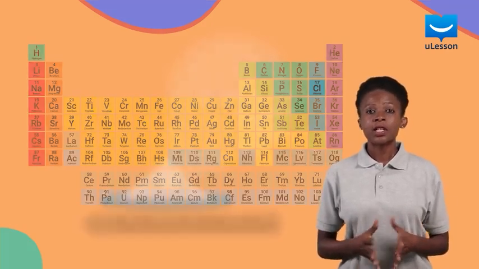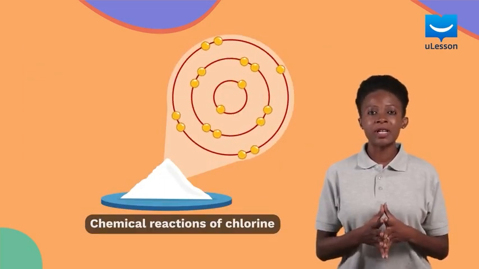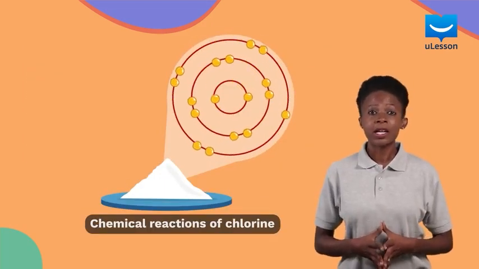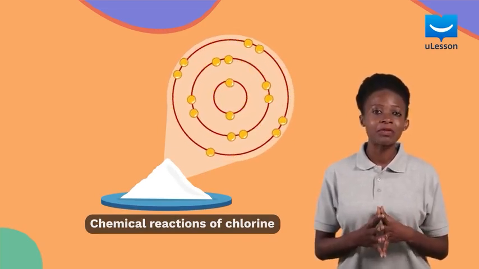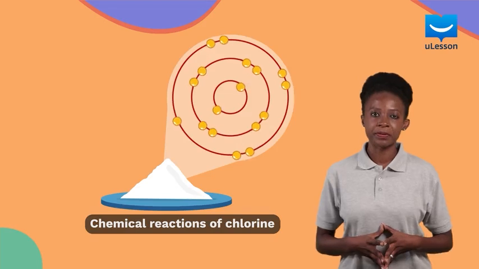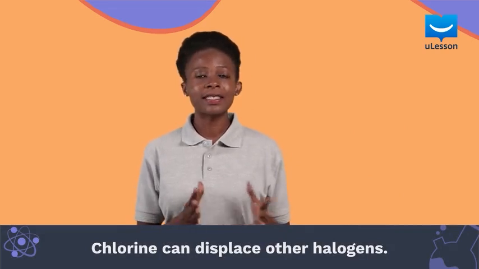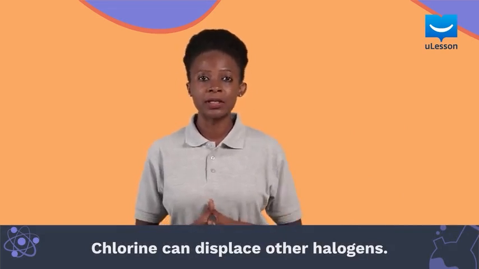In this lesson, you will learn some interesting chemical reactions of chlorine. You will also learn how chlorine is used in producing the active ingredient in bleaching powder. The first reaction of chlorine we would like to consider involves its ability to displace some halogens from their compounds.